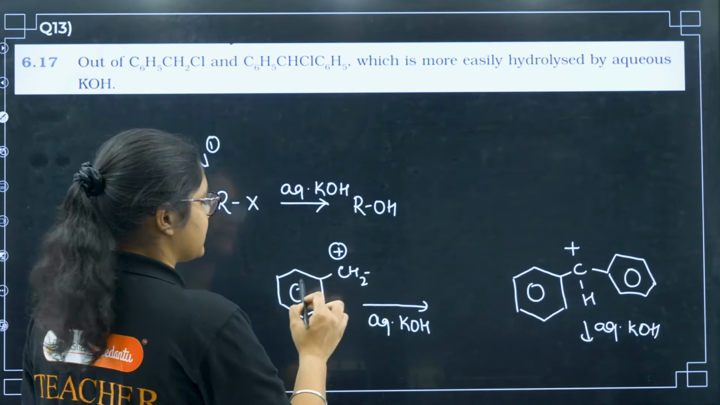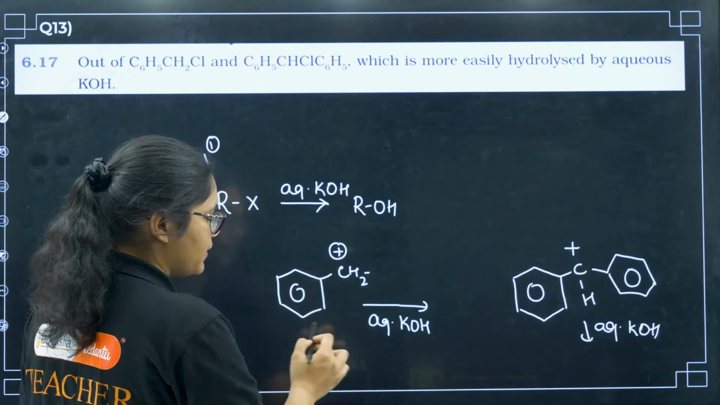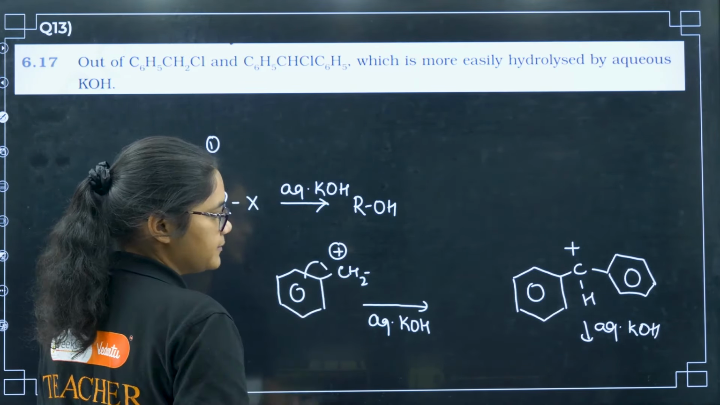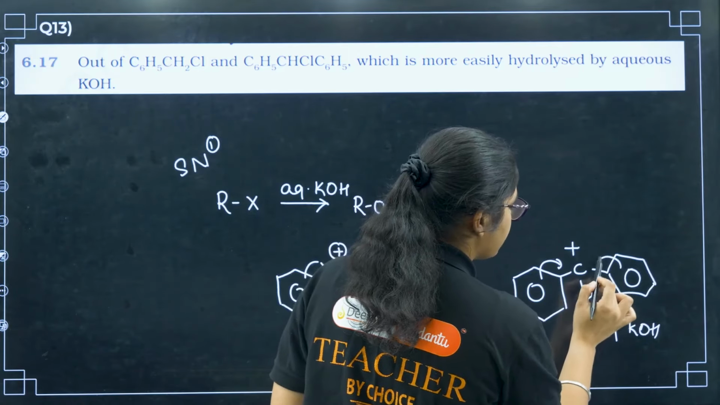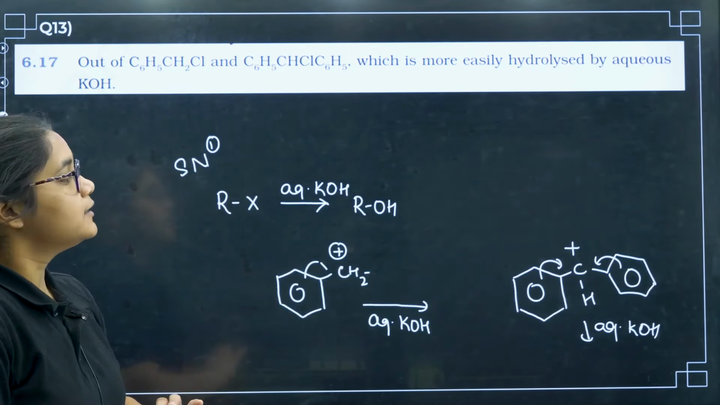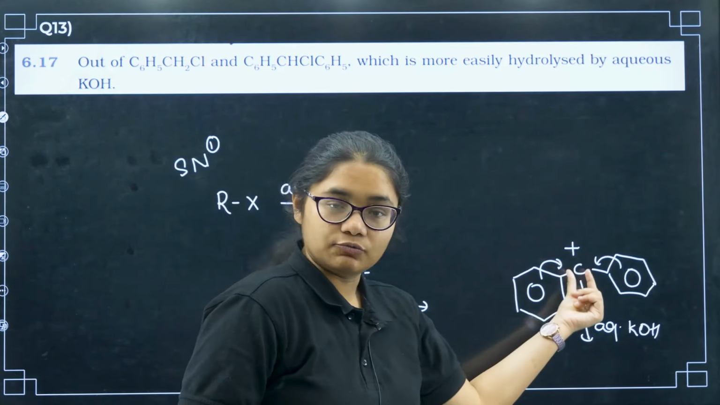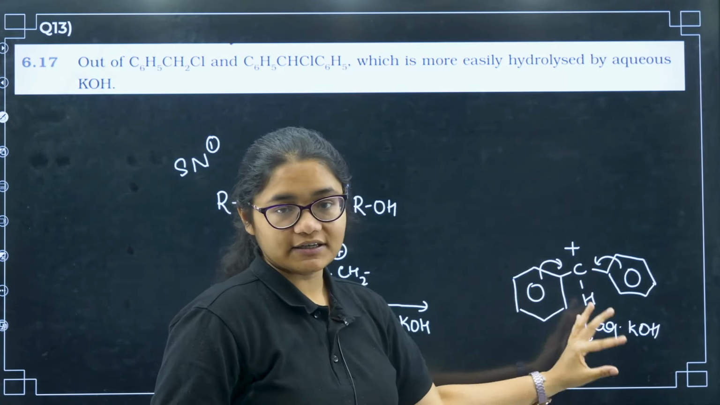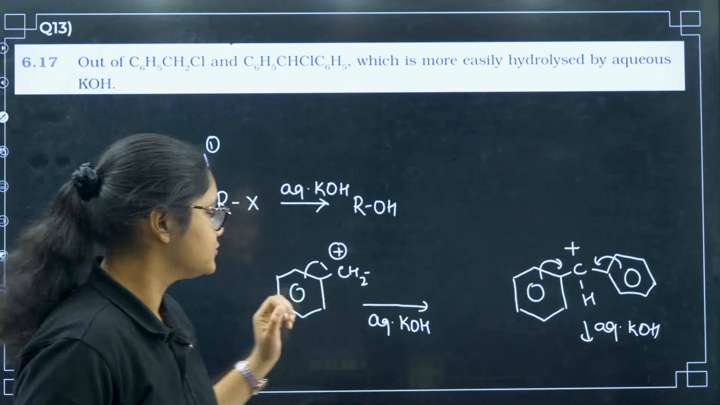So here you see it is stabilized by only one group which can donate electrons by resonance, and here you can see two groups are there which can stabilize it by resonance. So basically this carbocation is more stable, so it will form faster and it will react faster. Okay, so the answer is like this.